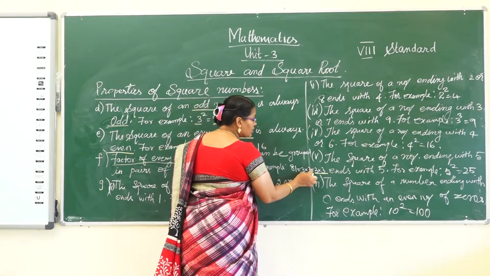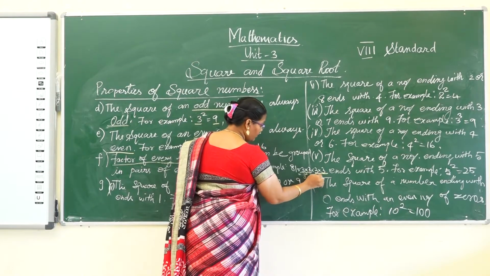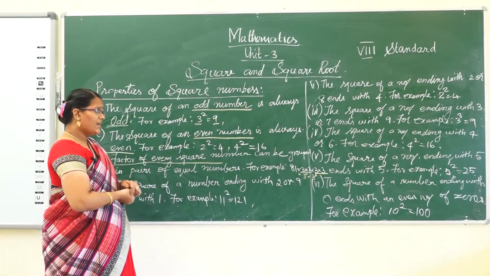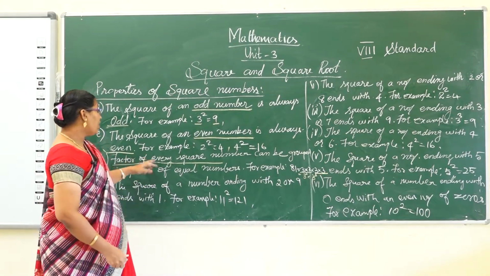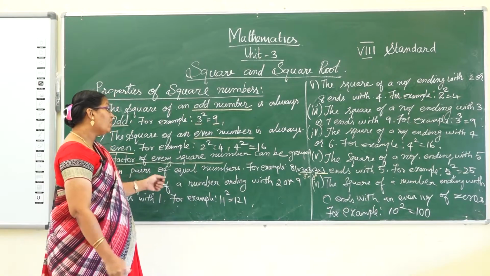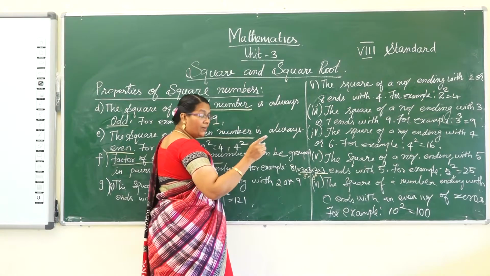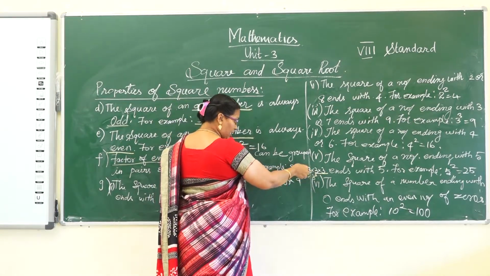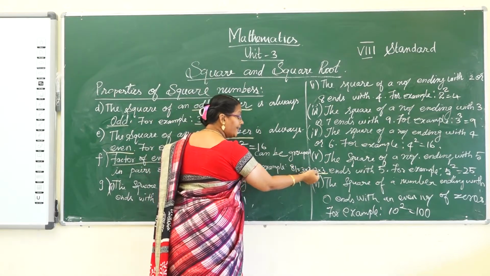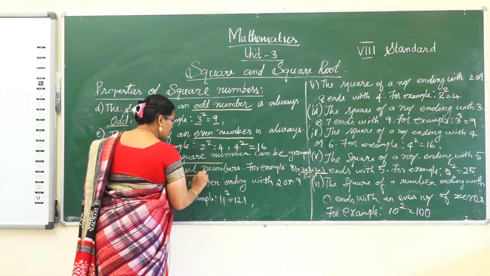So 3 into 3 is 3 square, into 3 into 3, 3 square. So 3 square into 3 square, 3 square means 9, so 9 nines are 81. The factors of every square number can be grouped in pairs of equal numbers. A pair, 3 into 3, the same number. Pair means two of the same number. 3 into 3, 3 into 3, that is given, in pairs of equal numbers.